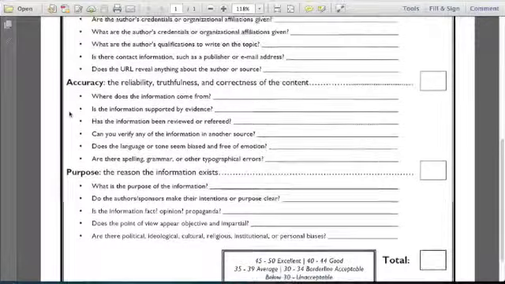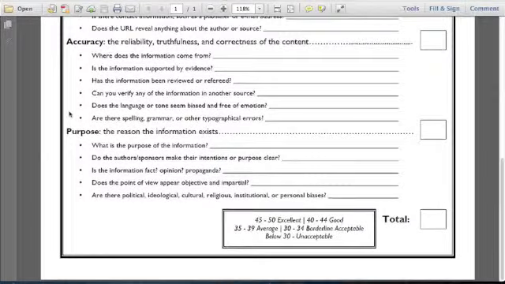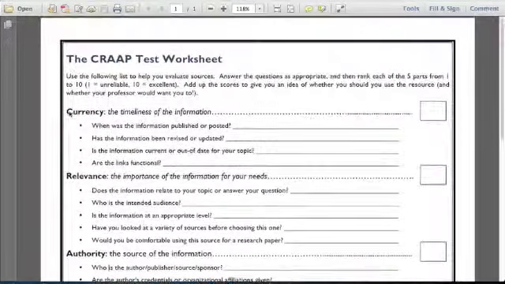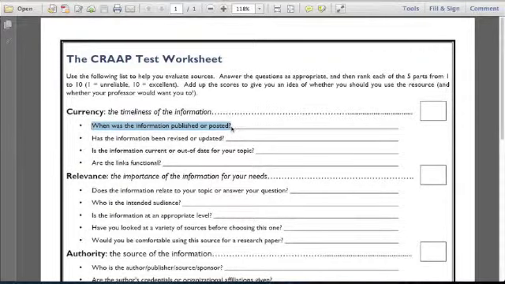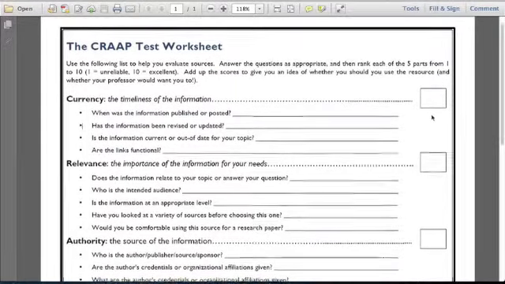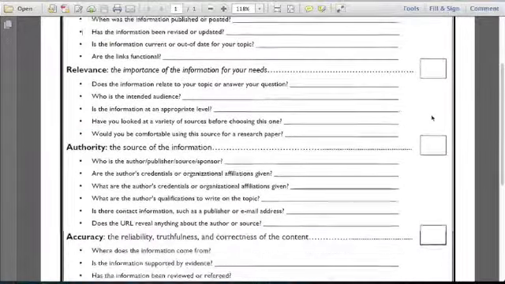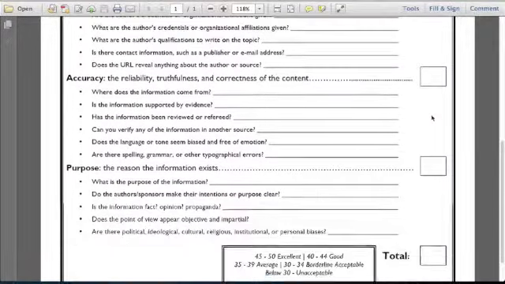As you can see, the acronym is all spelled out for you, and underneath each letter or word, there are questions that you can answer pertaining to that topic. Now, for each question you will answer, you will then rate each one on a scale of 1 to 10 based on the source being unreliable or excellent.